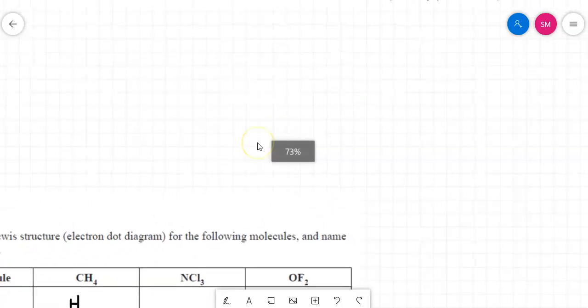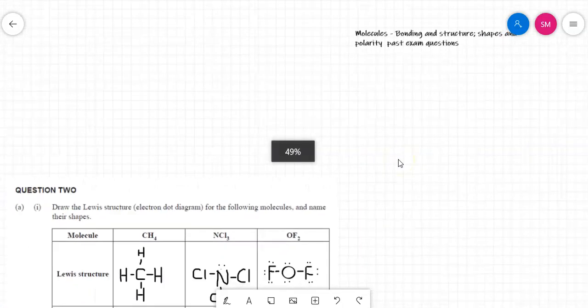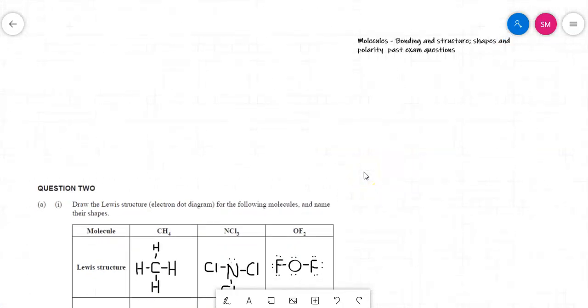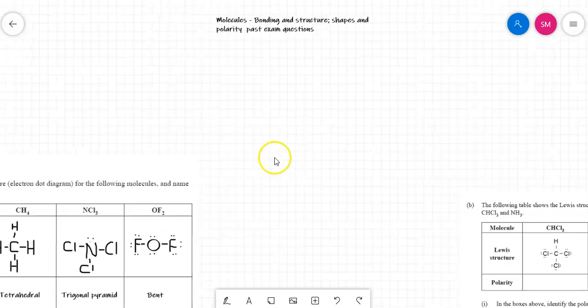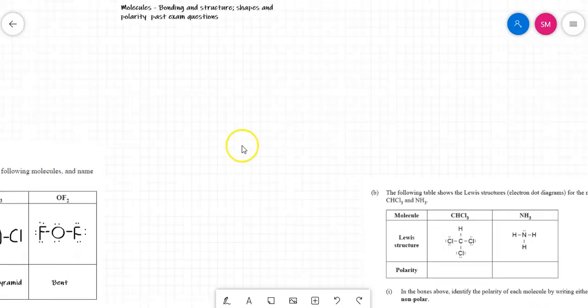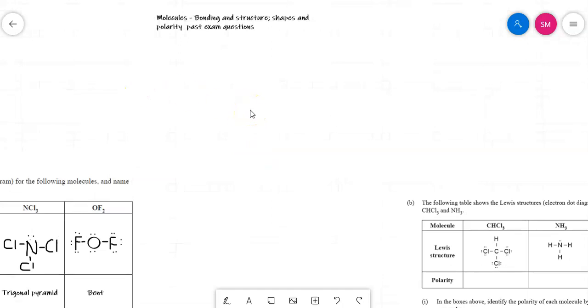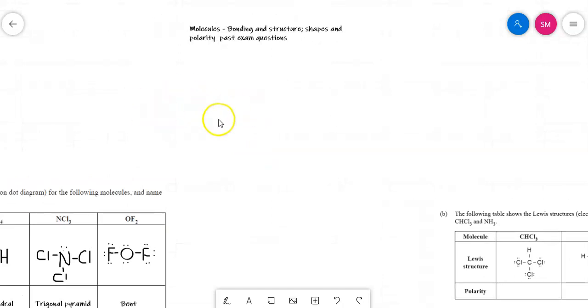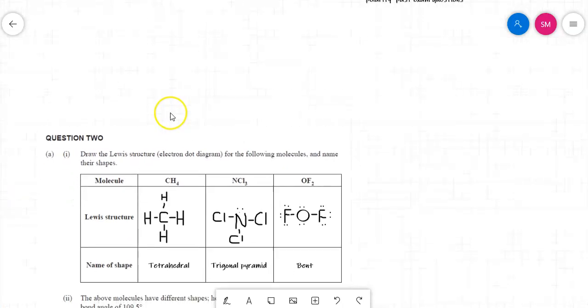So the good news is that there's always going to be at least two questions in an exam about molecules. The first one will be about the molecule names and shapes, and the next one will be about molecule polarity. So I've taken the two questions from last year's exam and we'll go through each of those. So we'll start with the question that was about molecule names and shapes.